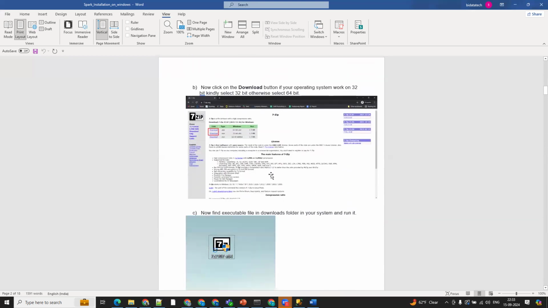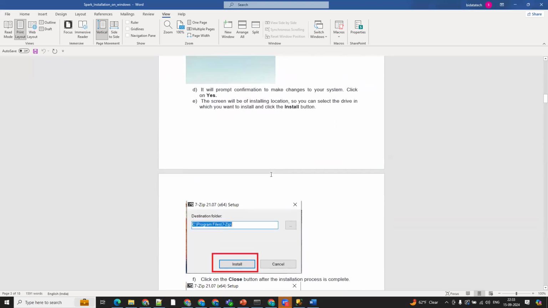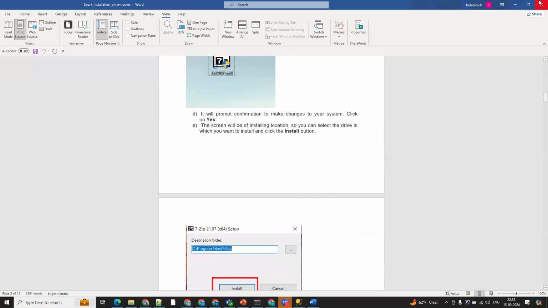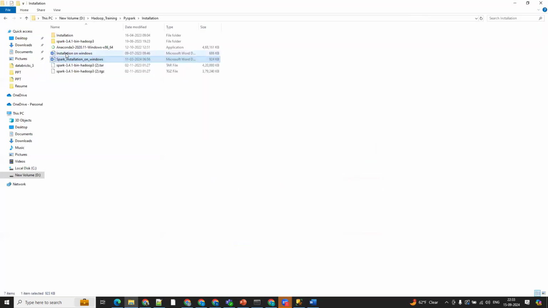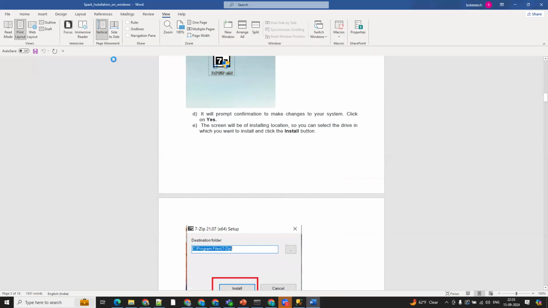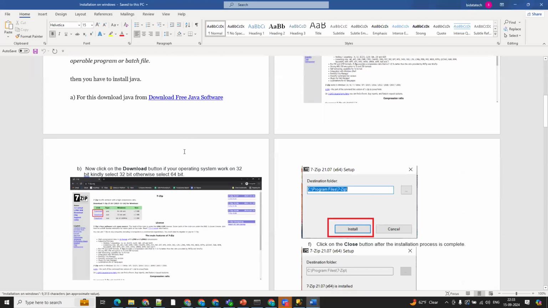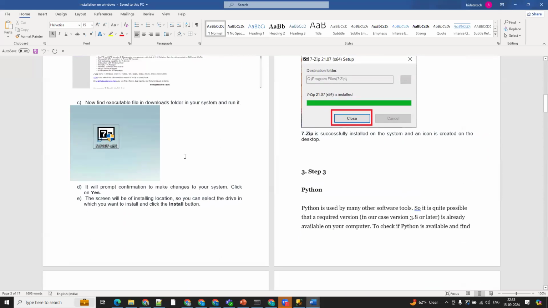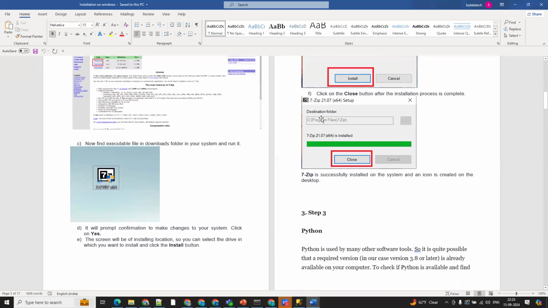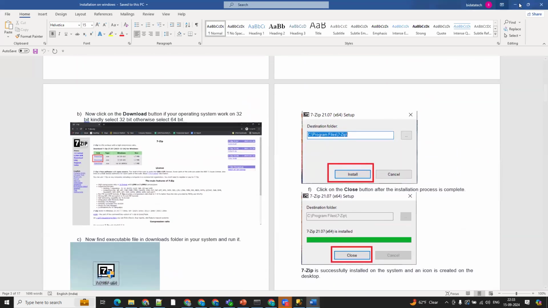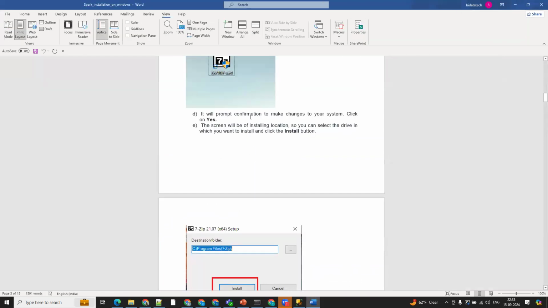One second. I think I've given that already. Did I not give that one? Anyway, you try to directly search it in Google so that you will get it directly. That is also okay.